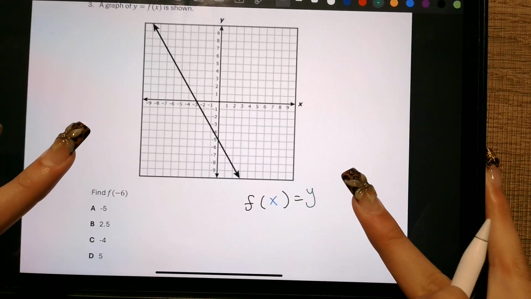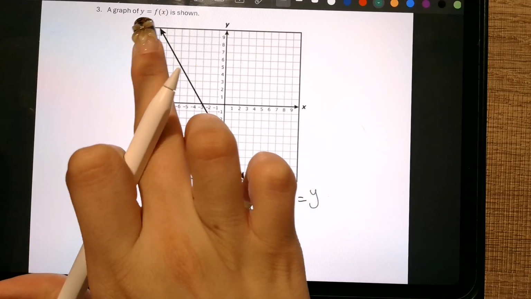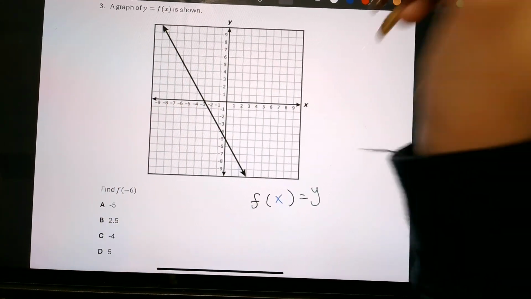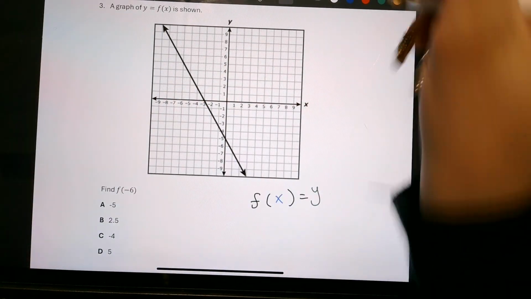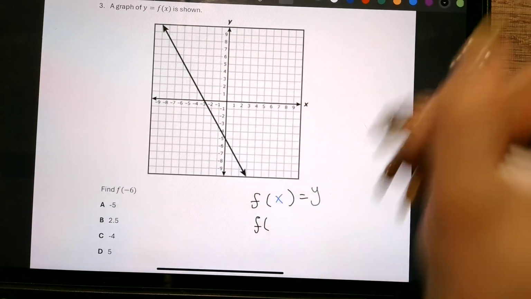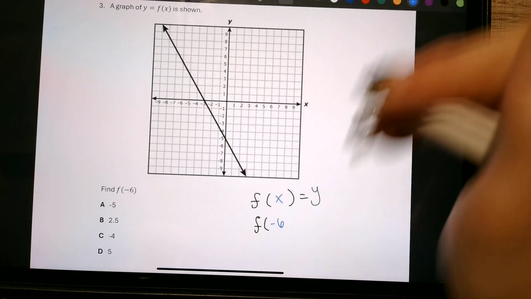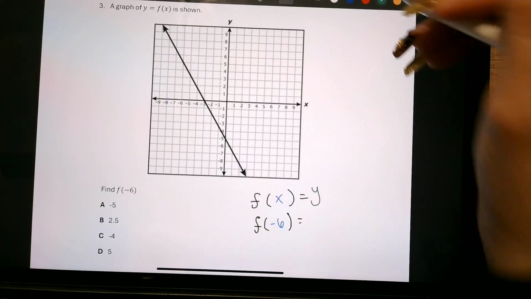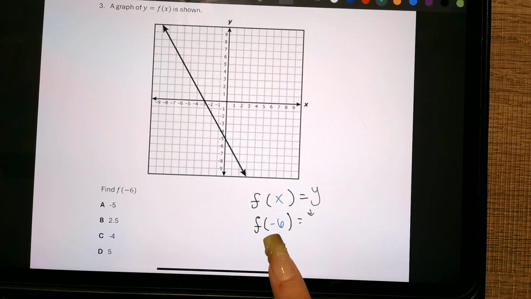So here we're saying a graph of y equals f of x, which is the same as f of x equals y, is shown. Find f of negative 6. So if I were to write this right under function notation, it would look like this. And sorry if you hear my dog. F of negative 6 equals, so obviously we're trying to figure out what is y when x is negative 6.